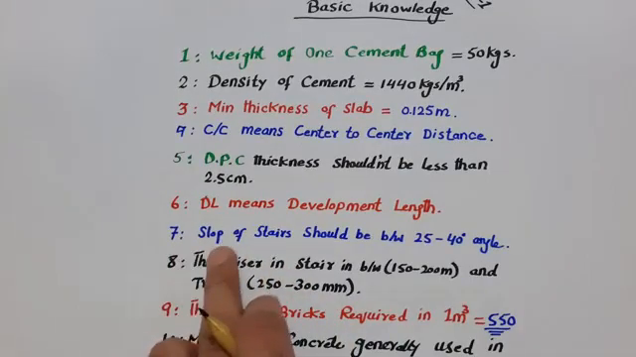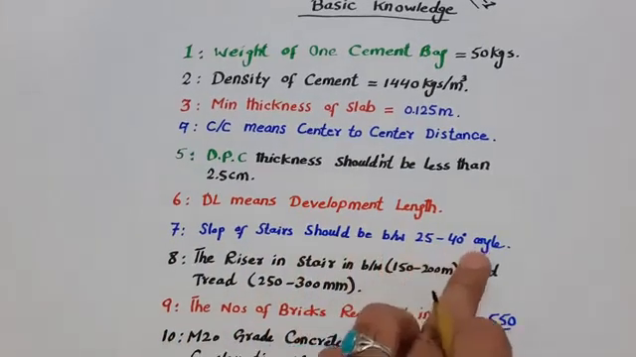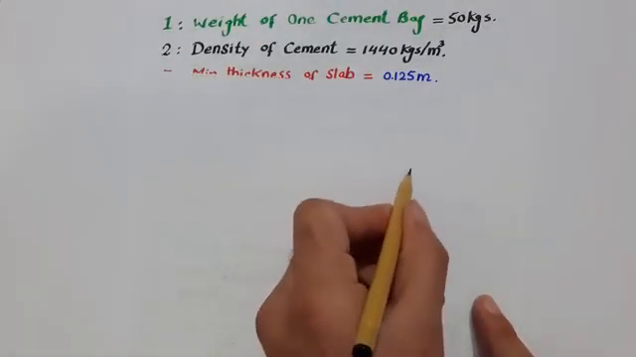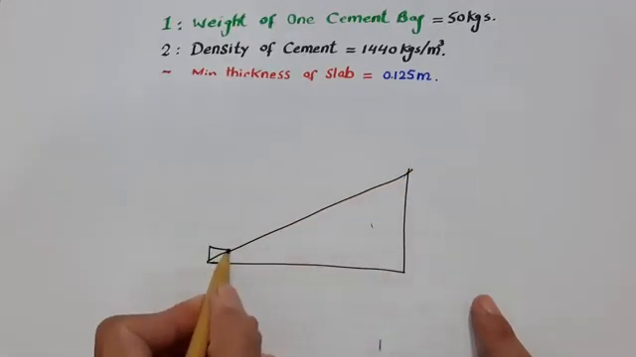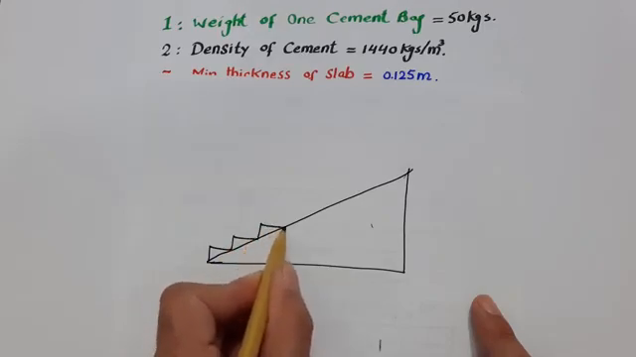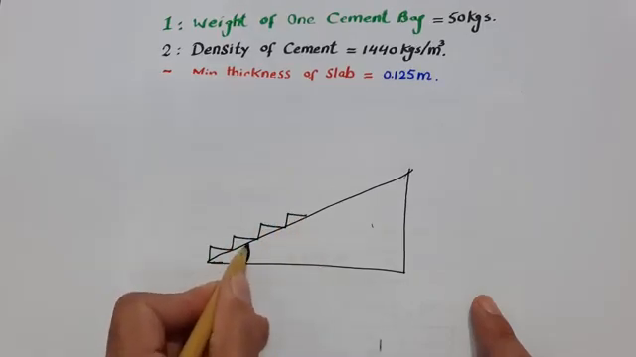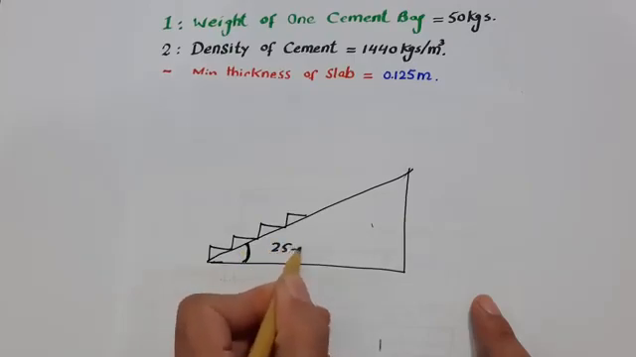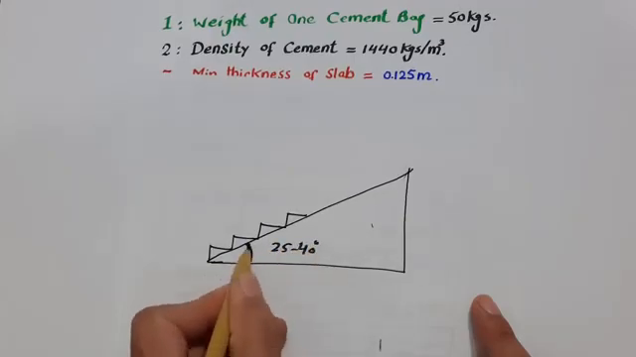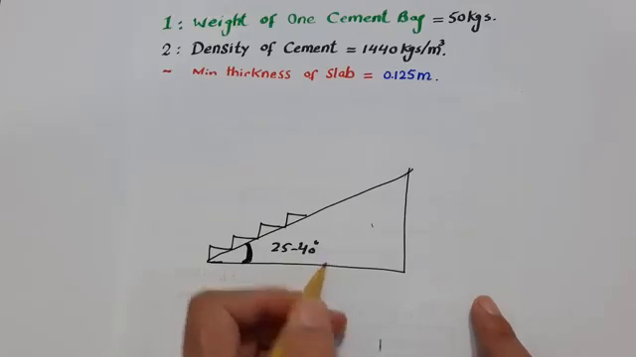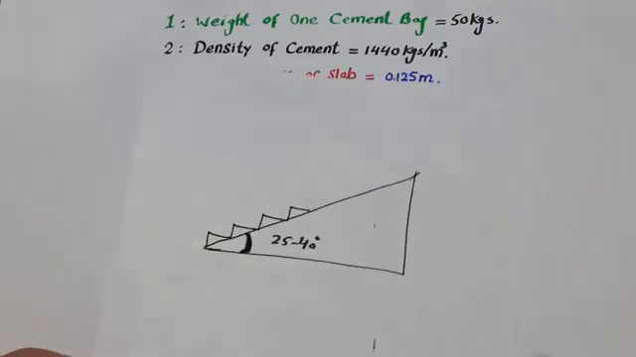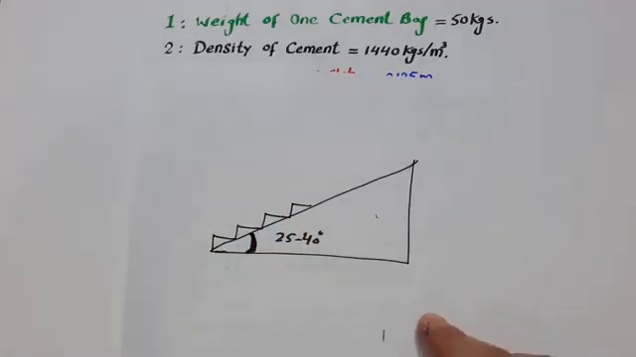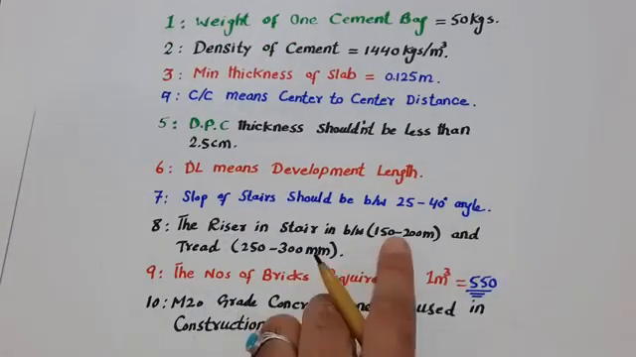The next one, guys, the seventh, the slope of stair should be between 25 to 40 degrees. What does it mean? Guys, you can see this is a wall, this is a stair, and these are steps. This angle should be between 25 to 40 degrees. It should not be more than 40 degrees, otherwise people will face more problems when they are using these stairs. So the angle should be between 25 to 40 degrees.